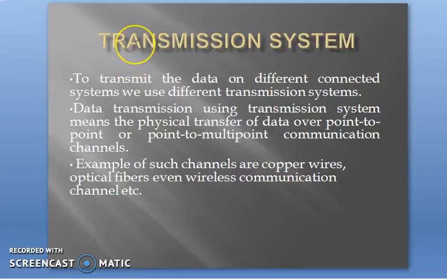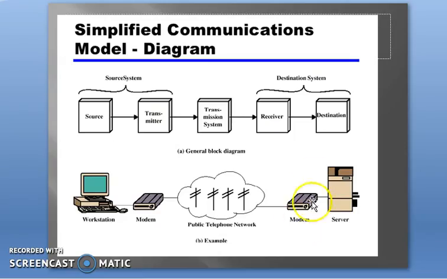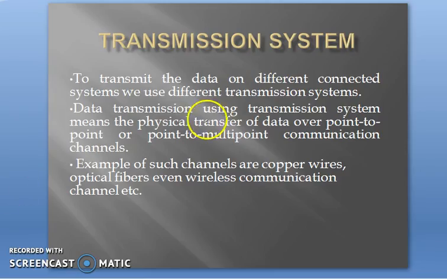And then we have the transmission system. Here in this figure we have seen a transmission system. What do you mean by a transmission system? To transmit the data between different connected systems, we use a transmission system, and this means the physical transfer of data over a point to point or point to multi-point communication channel. Examples of such transmission systems are copper wires and optical fibers. A wireless communication channel can also act as a transmission system. So the transmission system will transmit the data from one end to another.